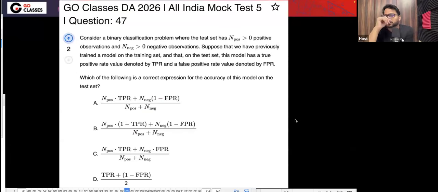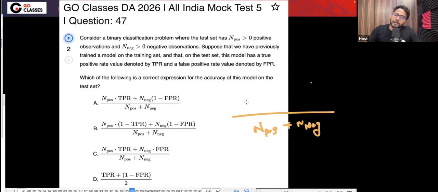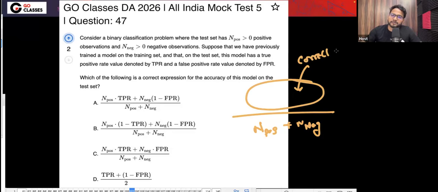Now let's see this question. This question was a nice question, and it was related to whether you understand the meaning of TPR and FPR. Okay. So they are saying that true positive rate and false positive rate are given, and the total number of negatives and total number of positives are also given. You need to find out the accuracy. So basically, the accuracy is the total correctly classified divided by total negative plus total positive, right?